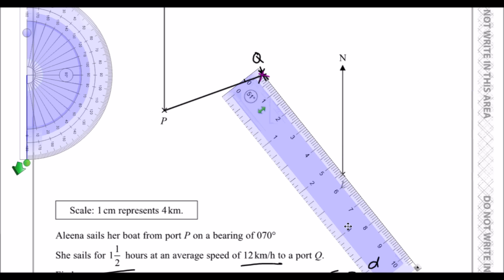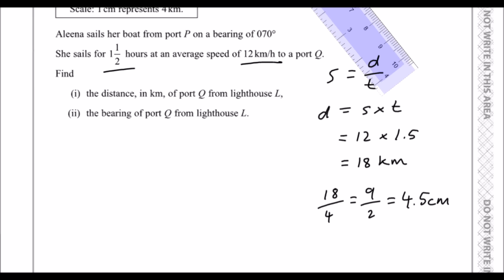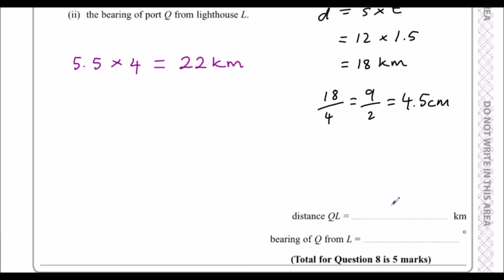And we've got 5.5 centimeters. Each centimeter is 4 kilometers. So 5.5 times 4, double 5.5 is 11, and double it again, that's 22. So 22 kilometers. That's the distance.